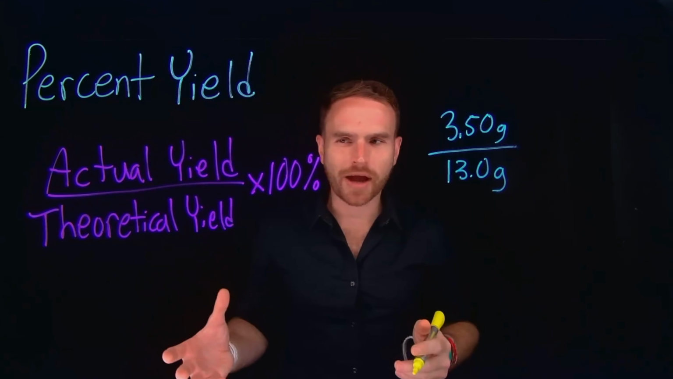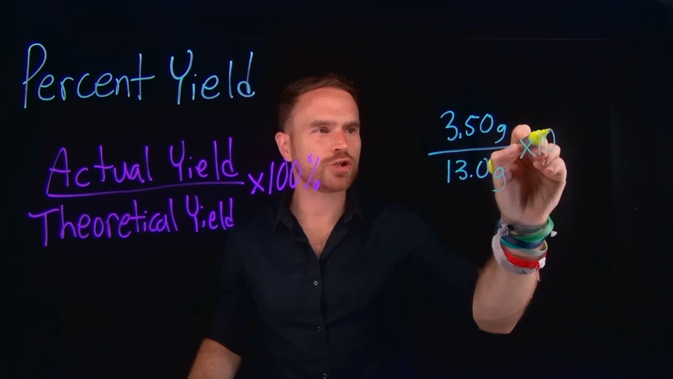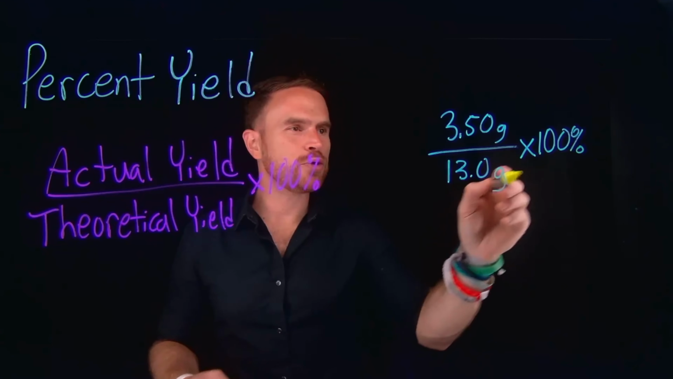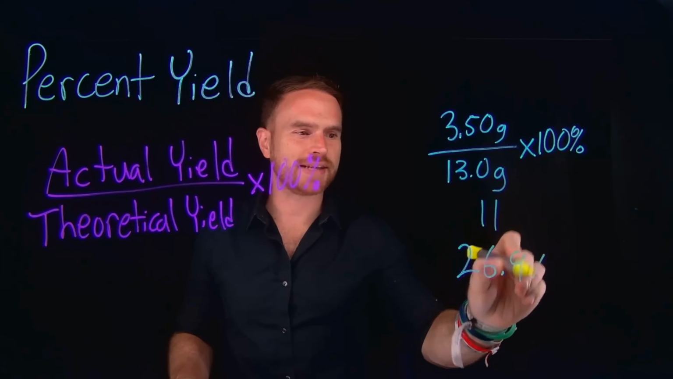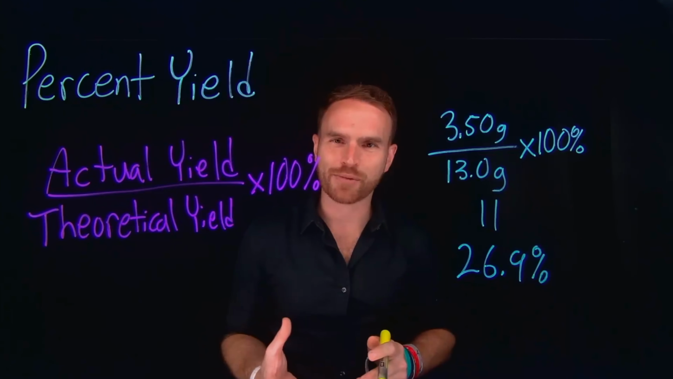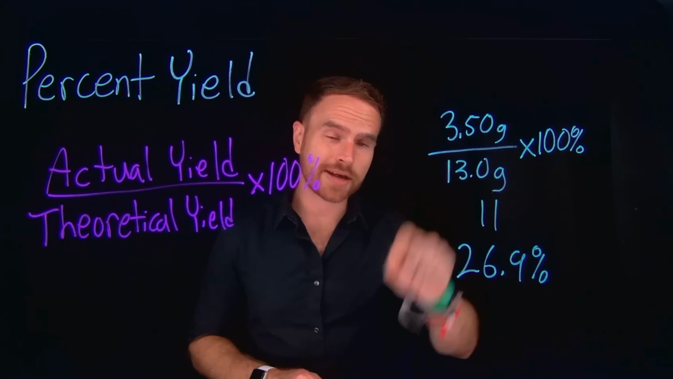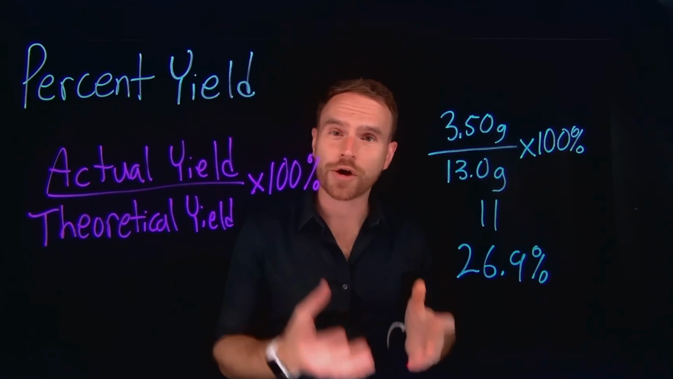And then since you're trying to determine the percent yield, you know that you need to multiply this value by 100% to get a percentage. And when you perform this calculation, you find that this equals 26.9%, which means that the efficiency of your reaction was 26.9%. And notice that I put the actual yield in the numerator and the theoretical yield in the denominator. And also, I did not forget to multiply by 100%.